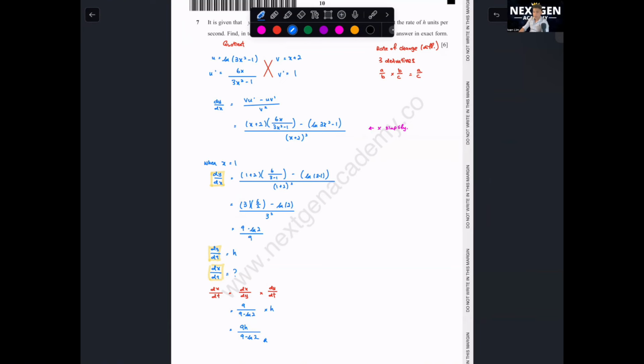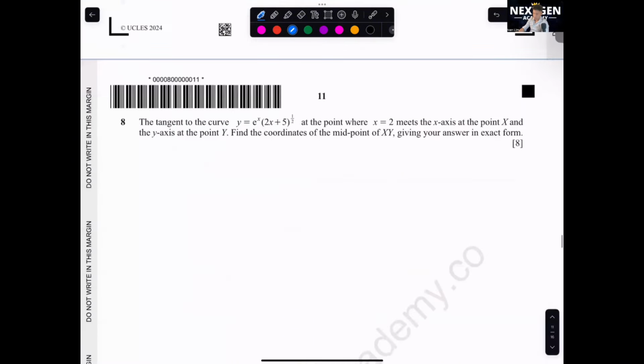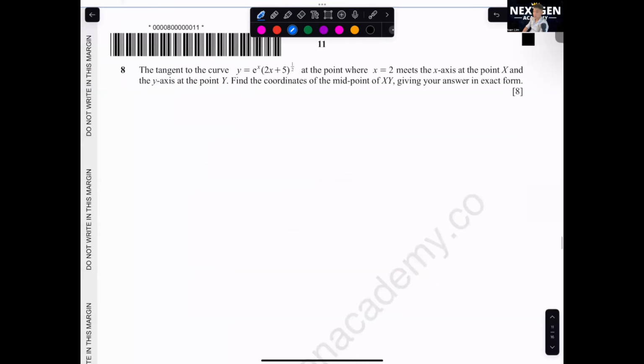Number 8. Let's go to number 8. The tangent to the curve y equals e to the power x times (2x plus 5) to the power 1 over 2 at the point where x equals 2 meets the x-axis at the point X and the y-axis at the point Y. Find the coordinates of the midpoint XY, giving your answer in exact form. This is a potential paper 1 question also because they want you to put it in exact form. This type of question is also very scary.